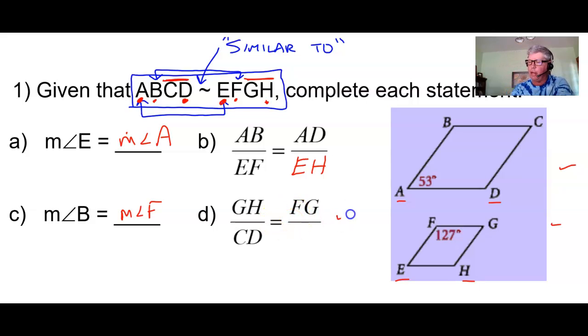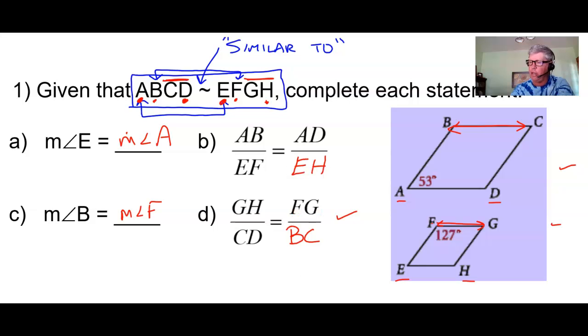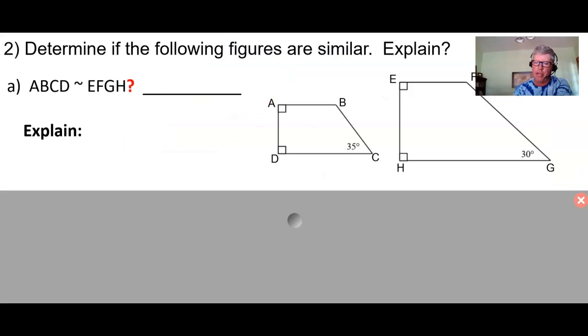So I come down to the last one, FG. FG starts from here to here. And since these are kind of oriented the same, I'm going to go B to C. And, real quick, if I want to check that, FG is this letter to this letter, and I said it was this letter to this letter. So that works out. So the picture and the similarity statement both tell you a lot of information.